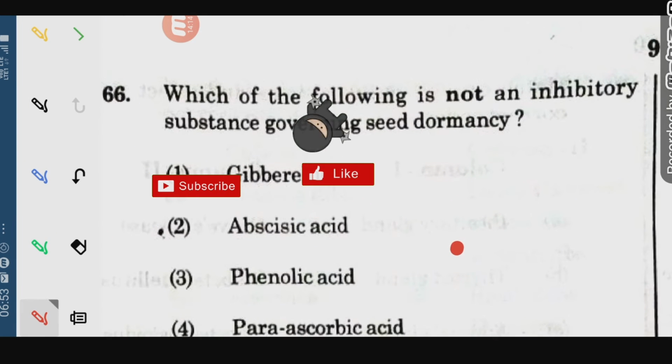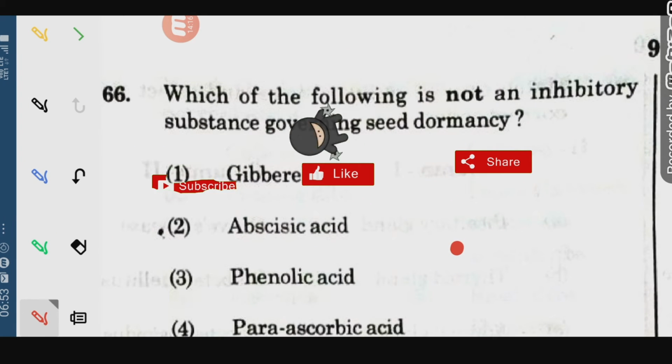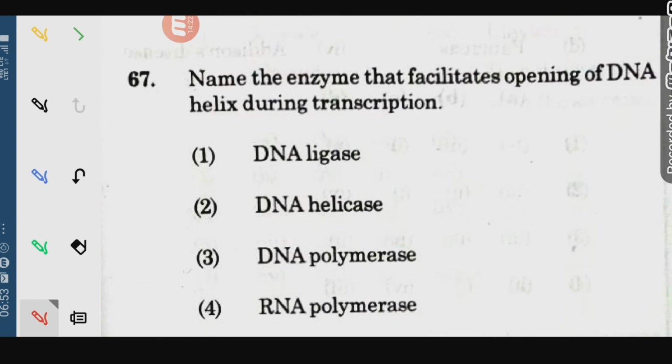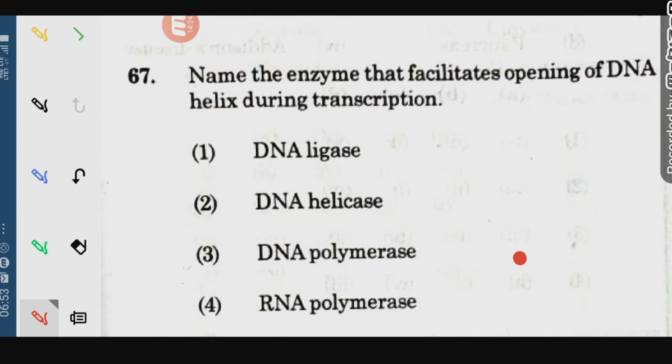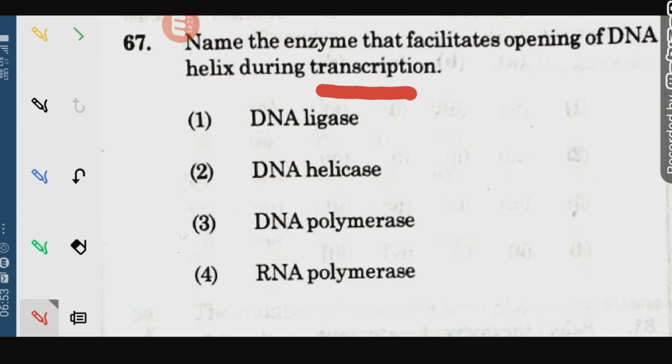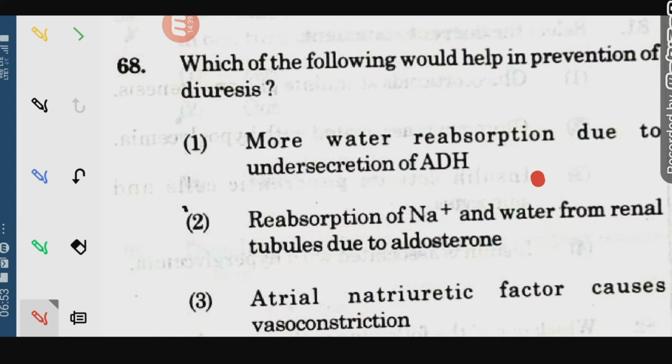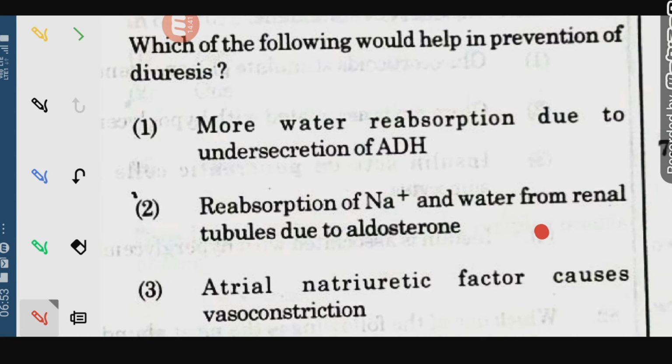Then the enzyme which facilitates the opening of DNA helix during transcription. Transcription is the process, so the correct answer would be what? Transcription converts DNA into RNA, so the answer would be RNA polymerase. So, which of the following would help in the prevention of diuresis? The correct answer would be this, because renin increases diuresis indirectly, so its decrease will result in reduced diuresis.